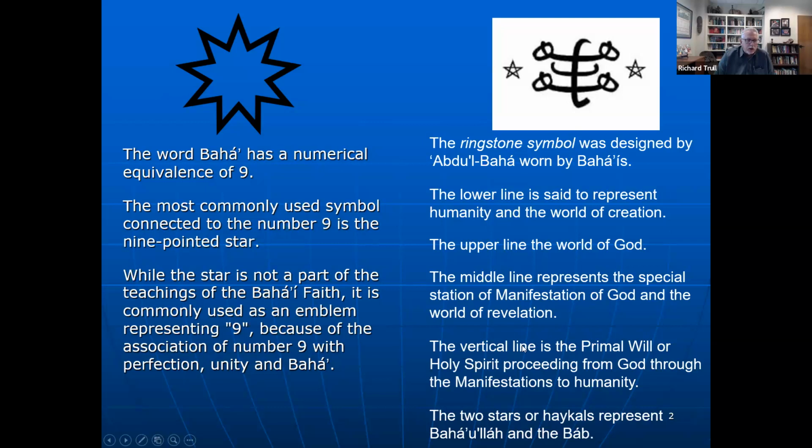The vertical line is the primal will, or you might call it, from a Christian perspective, Holy Spirit proceeding from God through the manifestation to humanity. So this is from God to humanity, but it has to go through this prophet here, and he is referred to as the manifestation. And the two stars, or what they call haikals, represent Baha'u'llah and Bab, who are the two main founders of the religion. And so that's what this is all about.